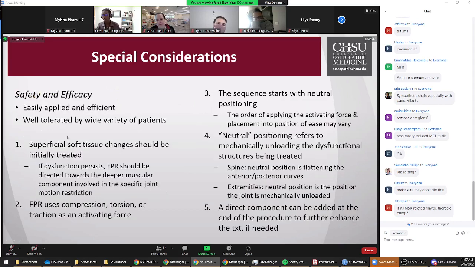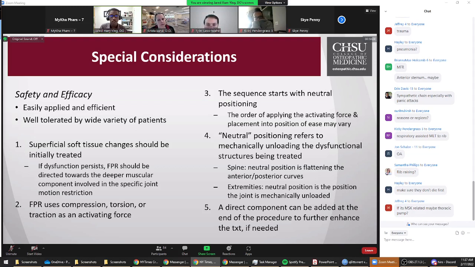Important considerations here. Again, it's pretty easy to apply, very efficient, and generally a very quick technique to do. So these are some quick special considerations to keep in mind. Again, you need to have that activating force, whether it's compression, torsion, or traction. Usually you're going to target the superficial tissue first and then go deeper thereafter.